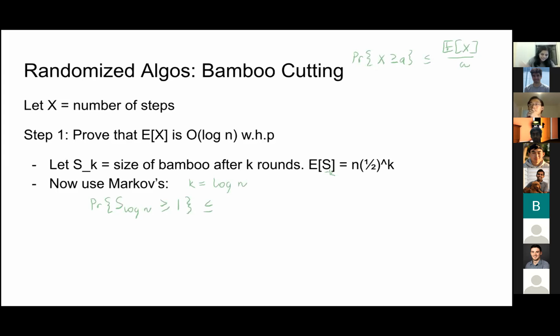Yeah, I guess since I wrote it down, I'll just say it. So this is the expected value of S of log n. Okay, so what would this be? Okay, so this is n times 1/2 to the log n, which is n times 1 over n, unfortunately. So k equals log n doesn't work. Does anyone know how we can change k so that we can show that this is less than or equal to 1 over n?